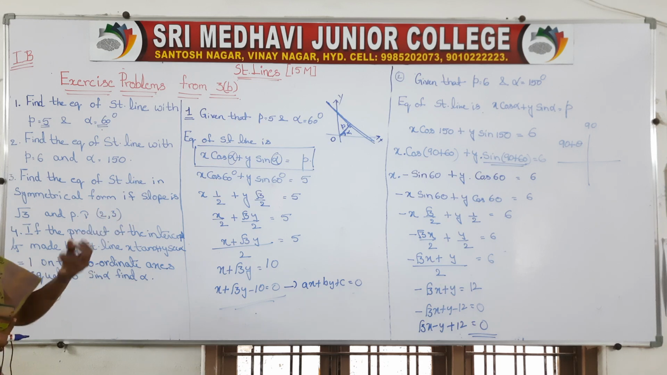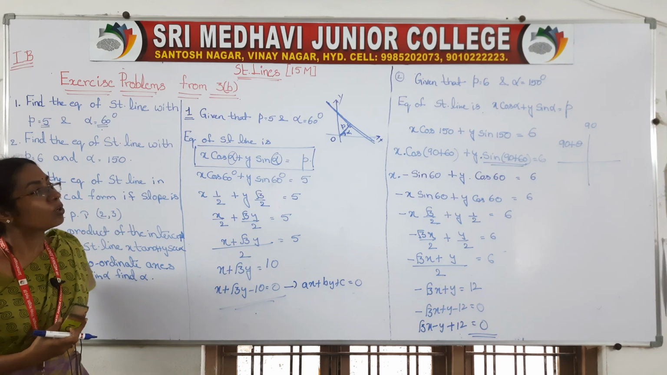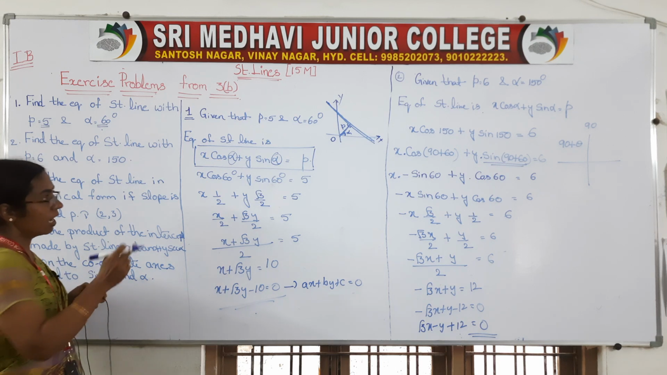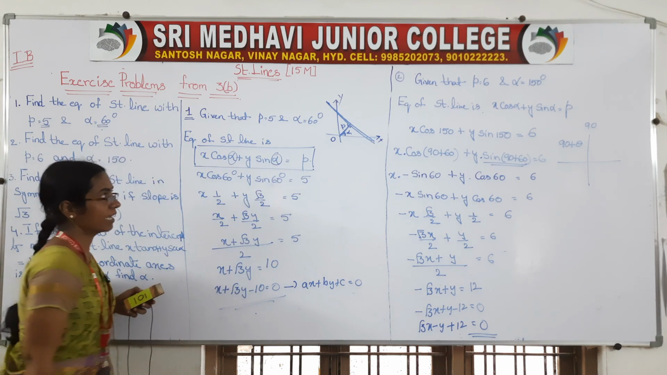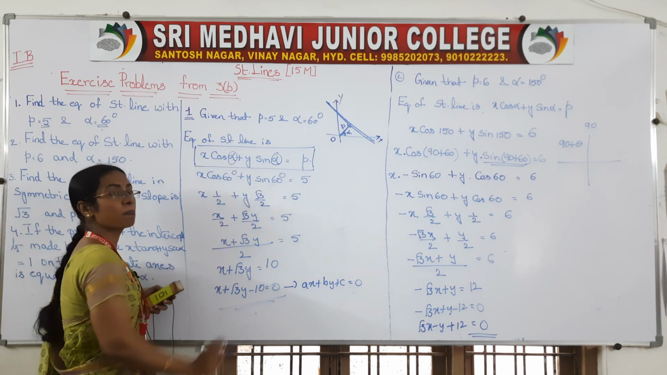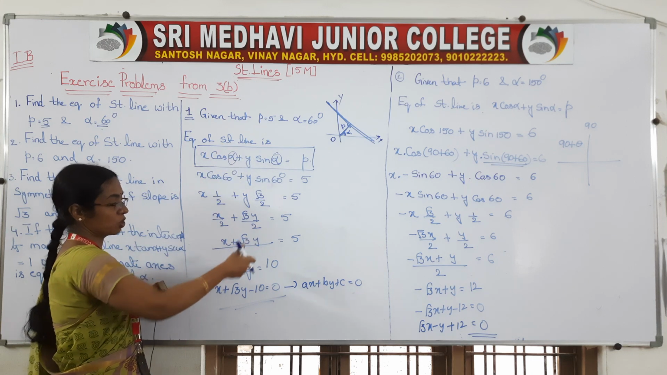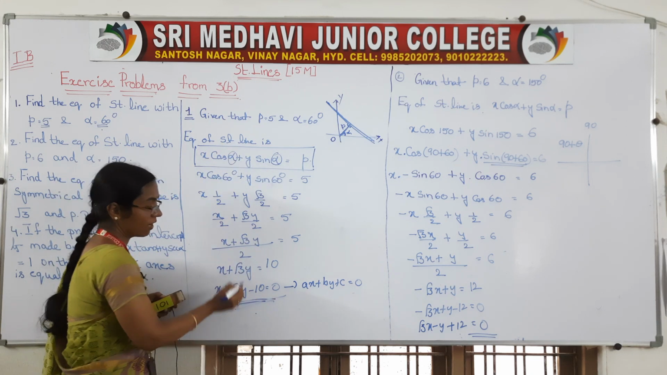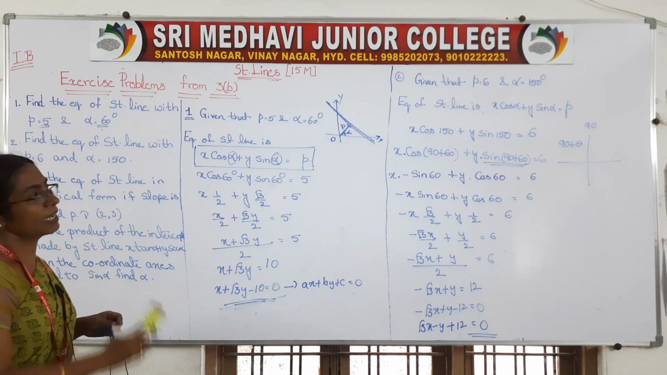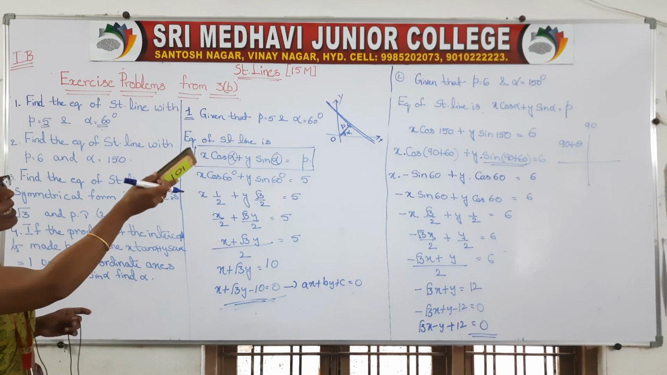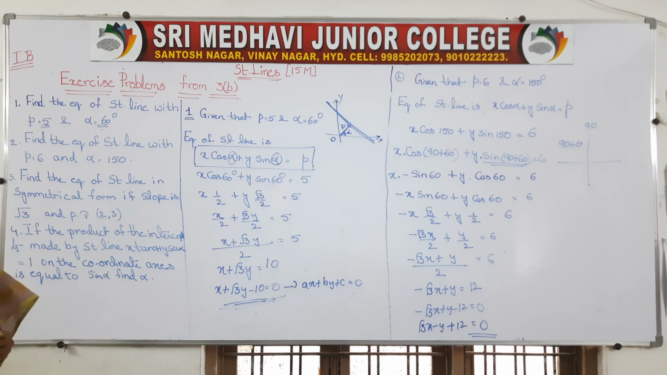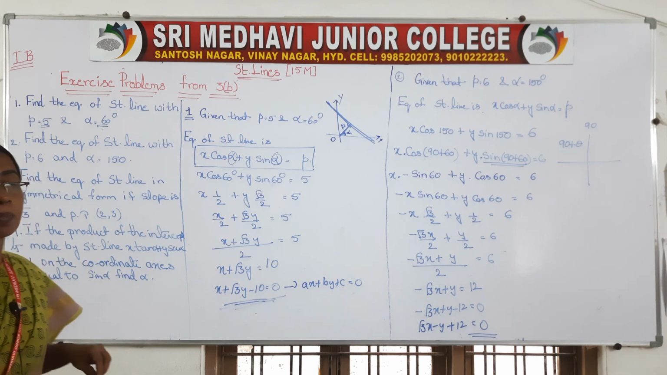Whenever the line is in normal form, we will get this information, P and alpha. And what is the form of the straight line in normal form? It is x cos alpha plus y sin alpha is equal to P. If you substitute into this, at the end you will get your required line equation. Okay, so actually both are the same method, but here the angle is simple. There we got the angle as 150. These two are repeated questions, that's why I have given both the problems.